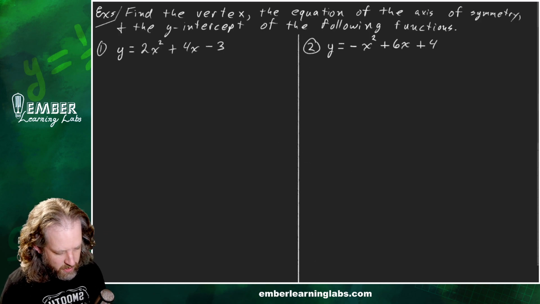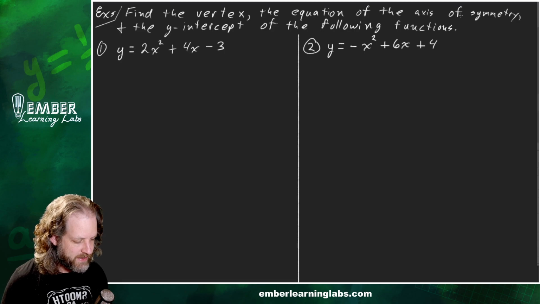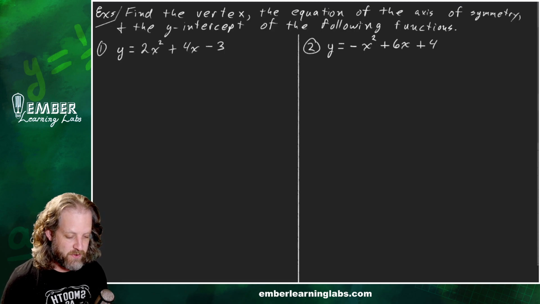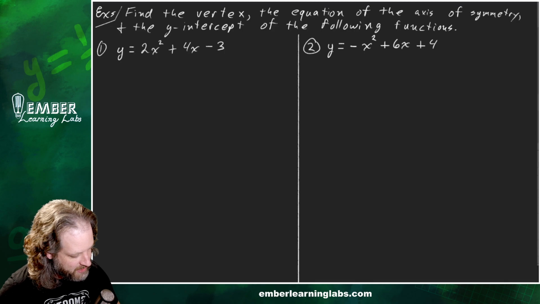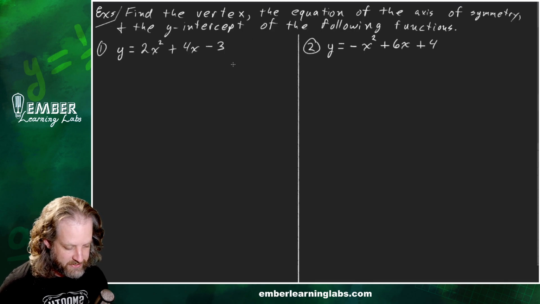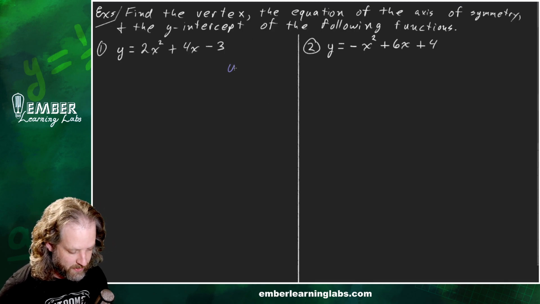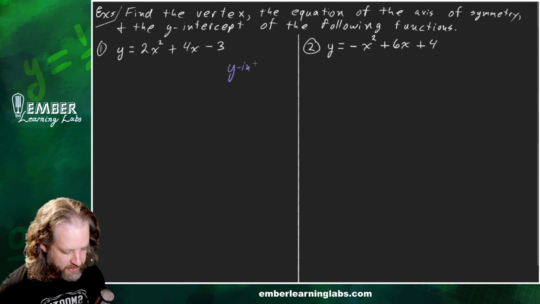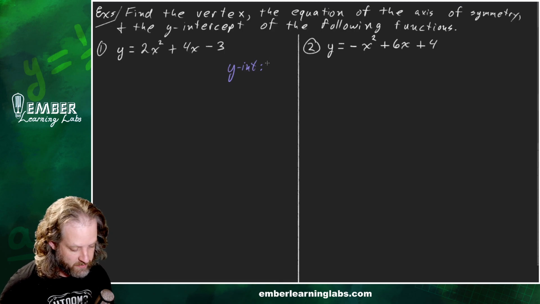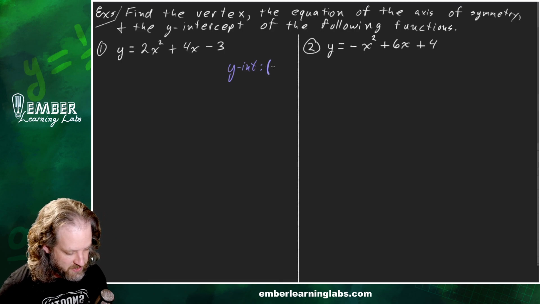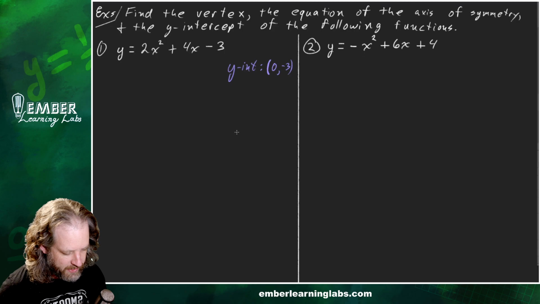All right, so let's start with this one. Find the vertex, equation of axis of symmetry, and the y-intercept of the following function. So the y-intercept of both is going to be really easy. The y-intercept is just c, right? So the y-intercept, now the y-intercept is a point, so it's (0, -3).